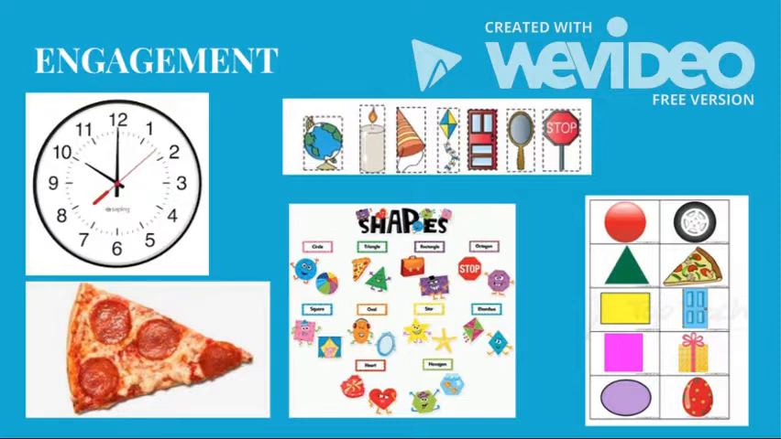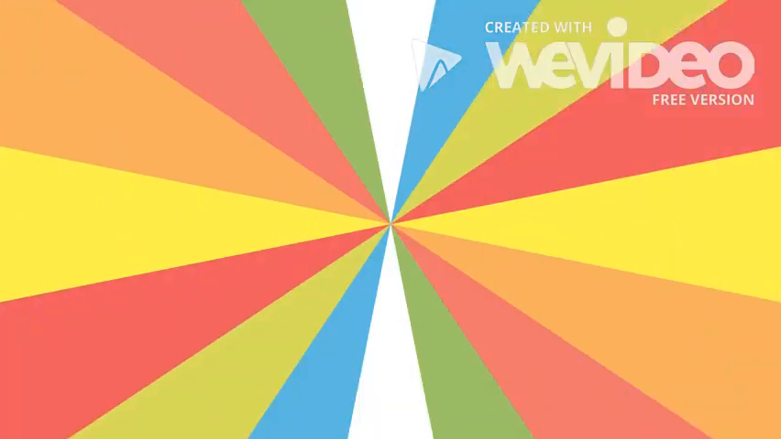The teacher will continue to ask questions comparing shapes to real-life objects. This interaction will keep students thinking and knowing that shapes are all around us.